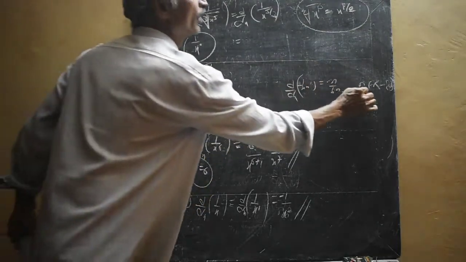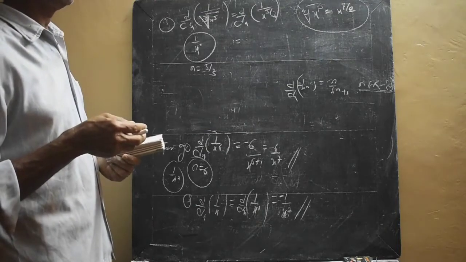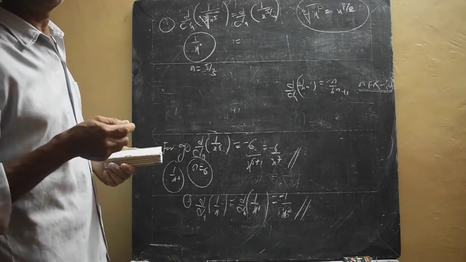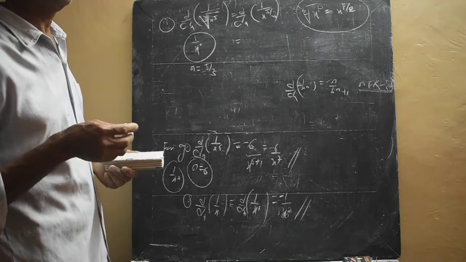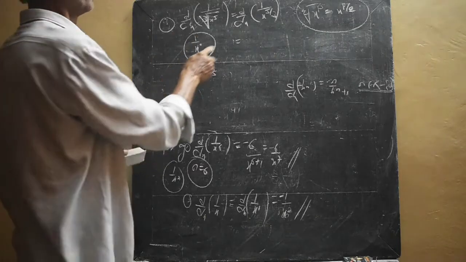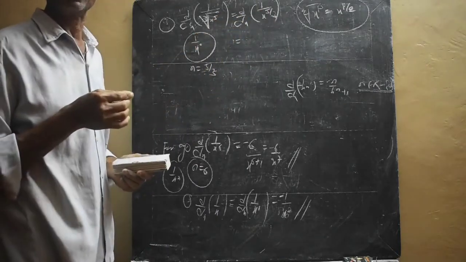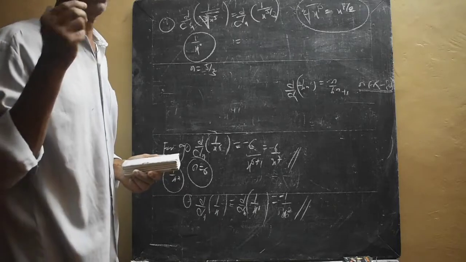So n is any real number: maybe a positive whole number, a negative whole number, or even fractions like 3 by 2, 4 by 5, or irrational numbers like 2, 3, etc. But n should not be equal to 0. So here n is 5 by 3. That's why n may not be only integers. n may be even fractions also.